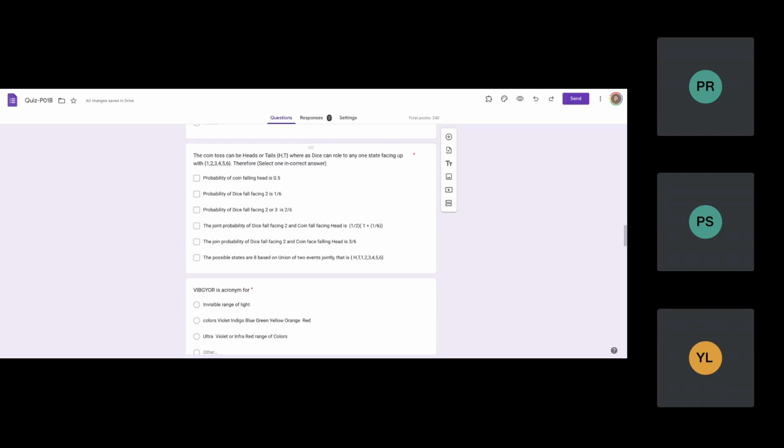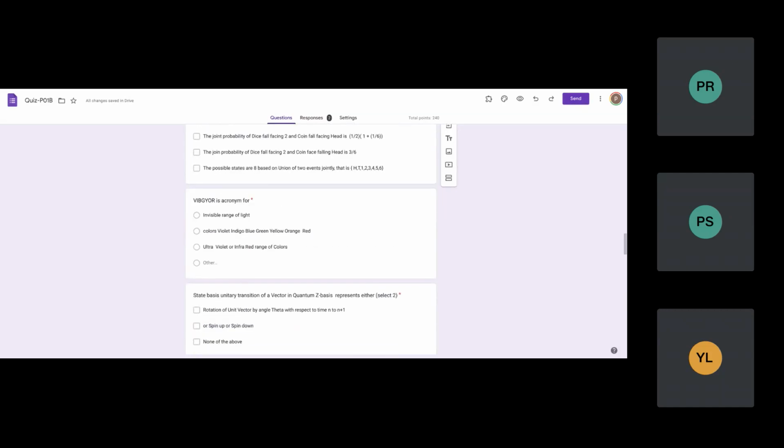So you can have 8 states, but that doesn't mean that that's a probability. It only says about the states. So that's okay. Then the next one, VIBGYOR is acronym for.